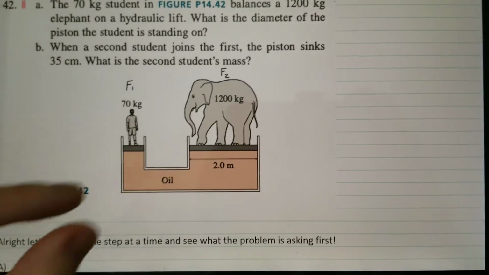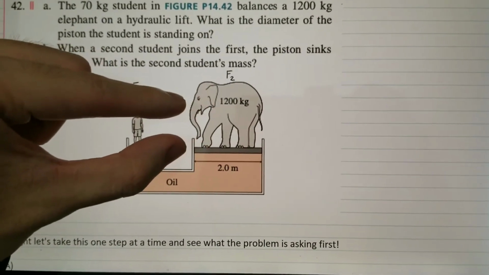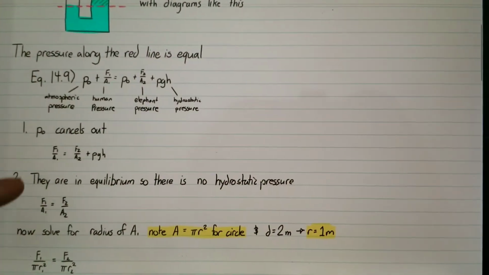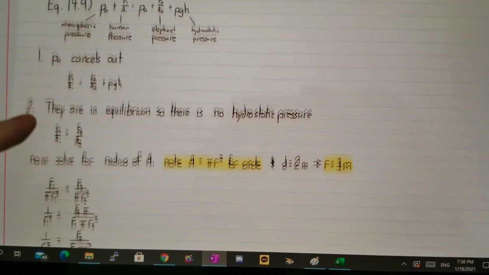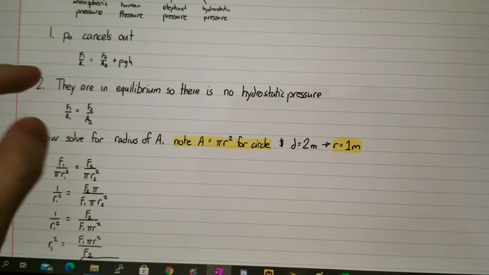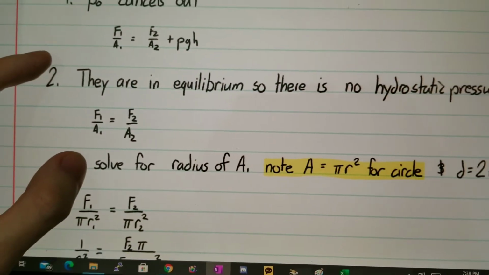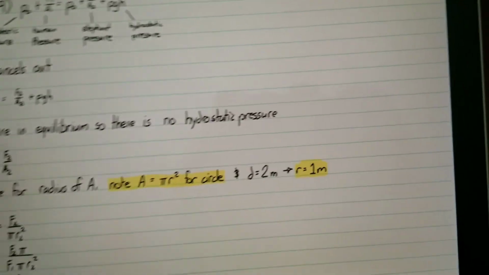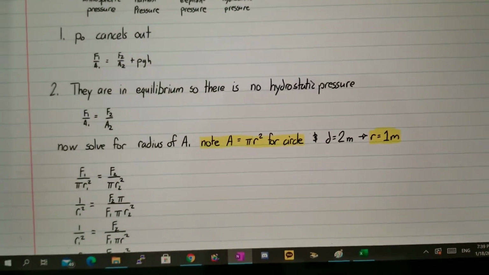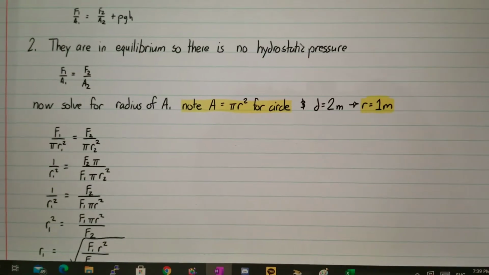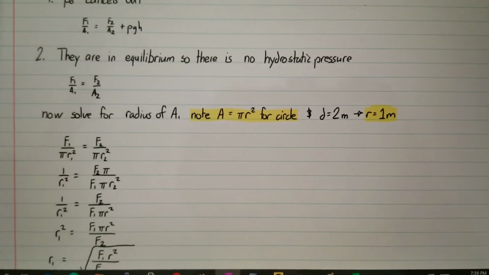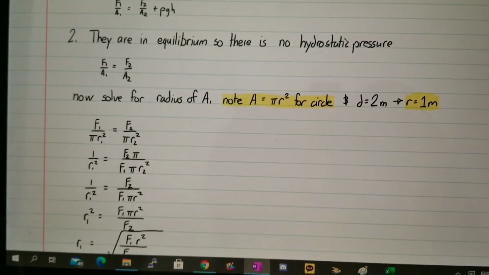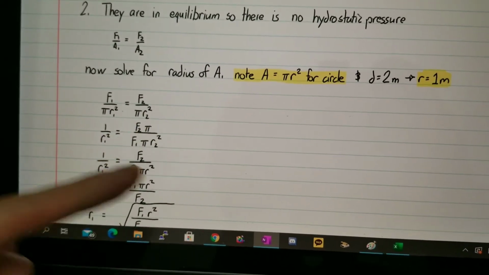But you might notice that in the diagram right here, they're actually at the same height, so they're in equilibrium, which means there is no water difference between the two. So PGH, the hydrostatic pressure, also cancels out, which leaves us with this simple equation: F1 over A1 is equal to F2 over A2. Now note that the platforms that they're standing on are circles, so since we're looking for the radius of A1, we have to replace both A1 and A2 with their pi r squared equivalent. So pi r1 squared and pi r2 squared.